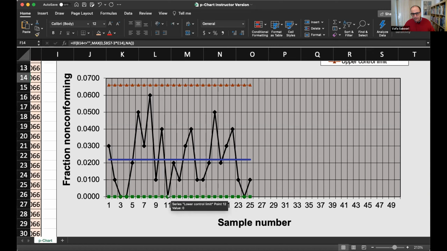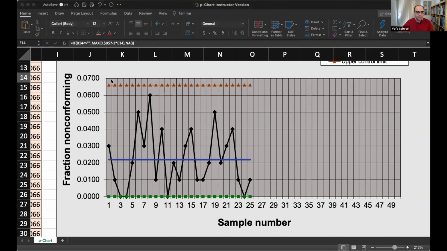And again, I see almost the same number of points above the center line and below the center line. I don't have a trend. I don't have a cyclical pattern. I don't have eight consecutive points above or below, and so on and so forth. So this is a chart that I can say is in control. Any questions? Are you sure? Perfect. Now let's go ahead and see if we can build this P chart in Excel.